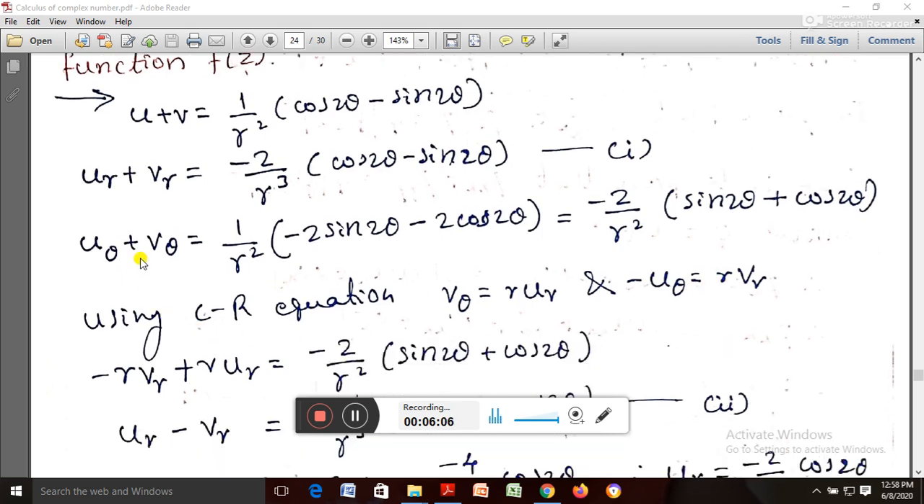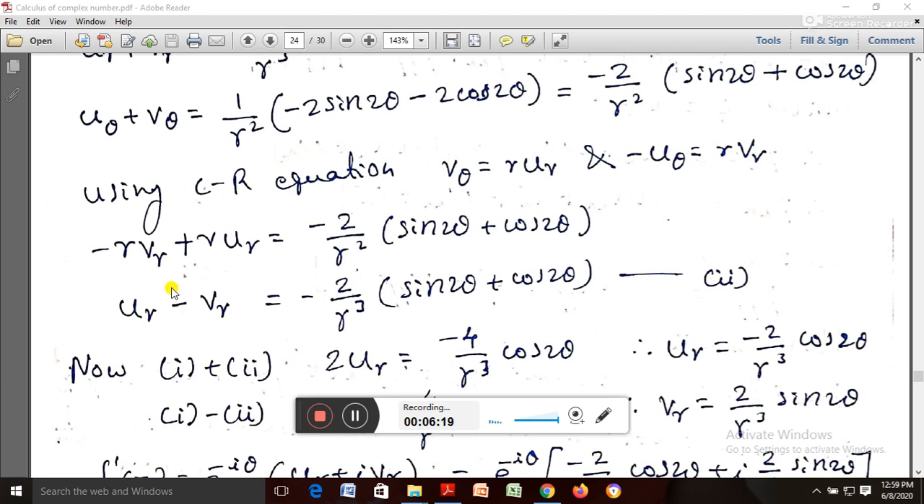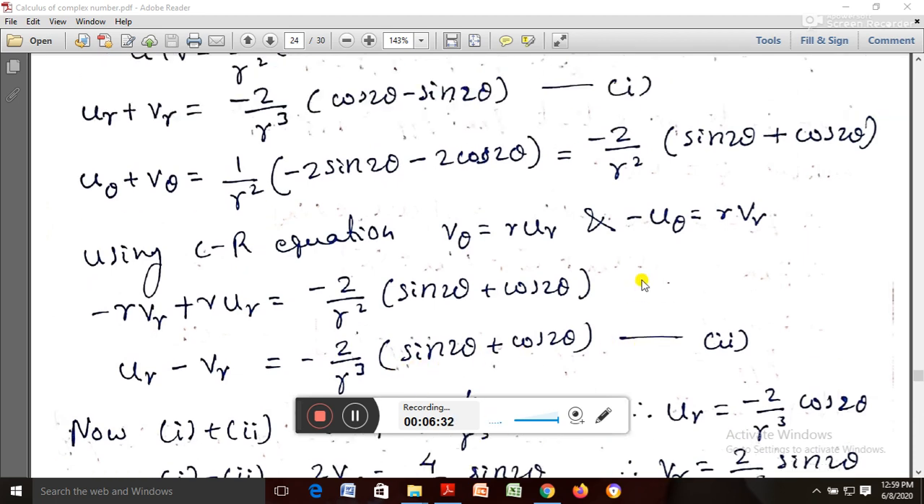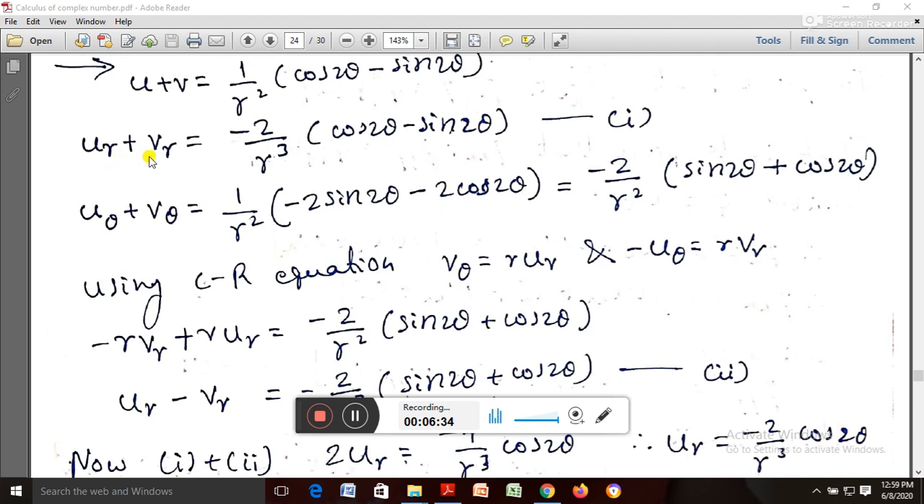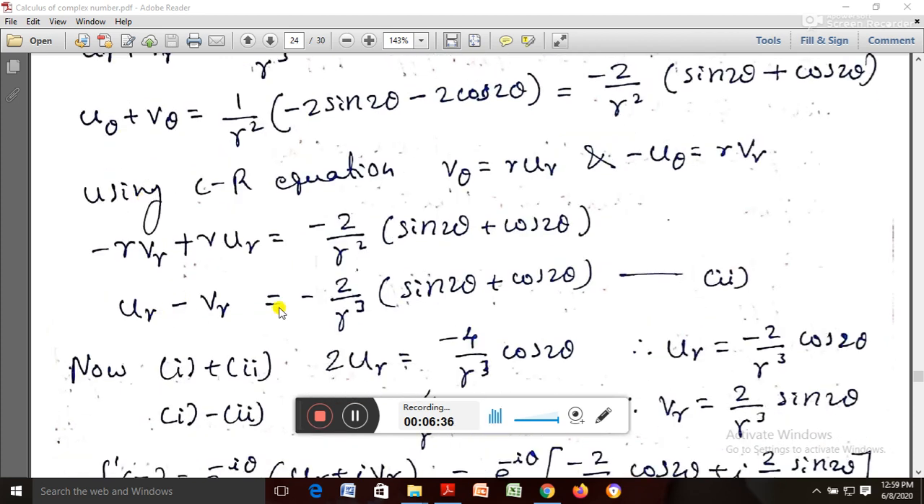So substituting here, u theta is equal to minus r into vr, plus v theta is equal to r into ur, we get minus 2 by r square into sin 2 theta plus cos 2 theta. Dividing by r, we get ur minus vr is equal to minus 2 divided by r cube into sin 2 theta plus cos 2 theta, denoted equation number 2. So equation number 1 has ur plus vr, equation 2 has ur minus vr.